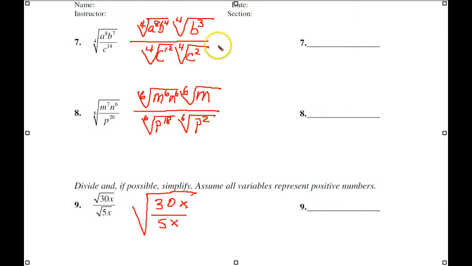And let's finish these up. So this is going to be a squared b, the 4th root of b cubed.